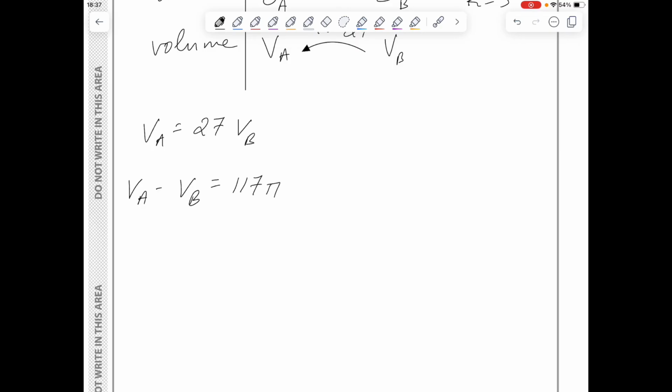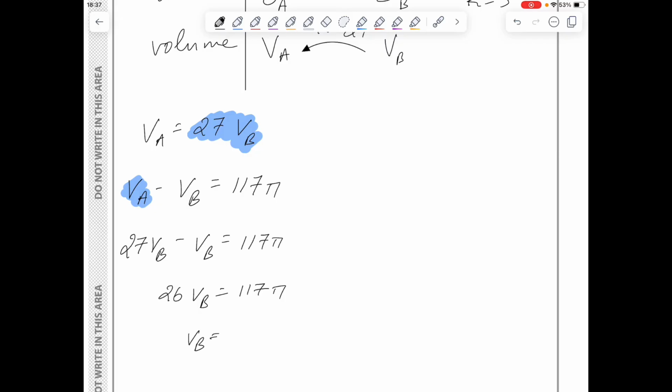So now I can solve this equation simultaneously. So I'm going to replace VA with 27 VB. Let's do that. 27 VB minus VB is 117 pi. So 26 times VB is 117 pi. So VB is equal to 9 over 2 pi.